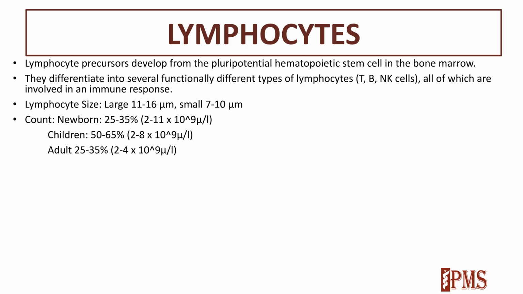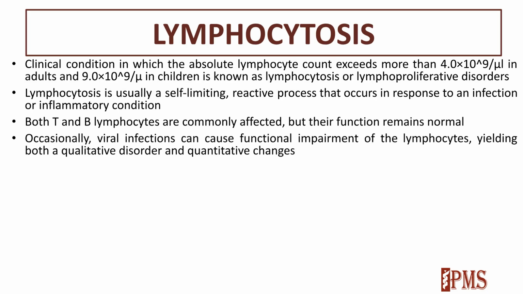Lymphocyte precursors originate from the pluripotential hematopoietic stem cell in the bone marrow. They differentiate into T, B, and NK cells, all involved in the immune response. Lymphocyte size varies, and counts differ significantly between newborns, children, and adults.